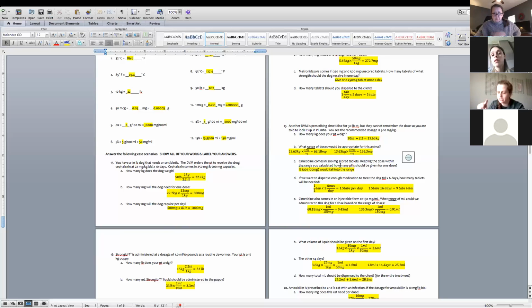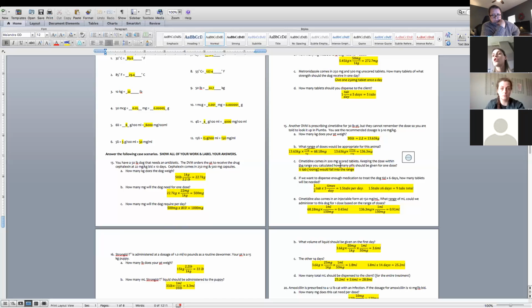So what she's wanting you to do is calculations for both the low dose and the high dose. So do 5 and then do 10? Yeah, and so you'll have one answer for the low dose and one answer for the high dose. And then on part C, it says they come in 200 milligram scored tablets. How many would you give to stay in that range? Well, the high range is 130 and some change, and the low range is 60-something. But if you can break the tablet, which you can because it's scored, you can give 100 and you're still in your dose range.